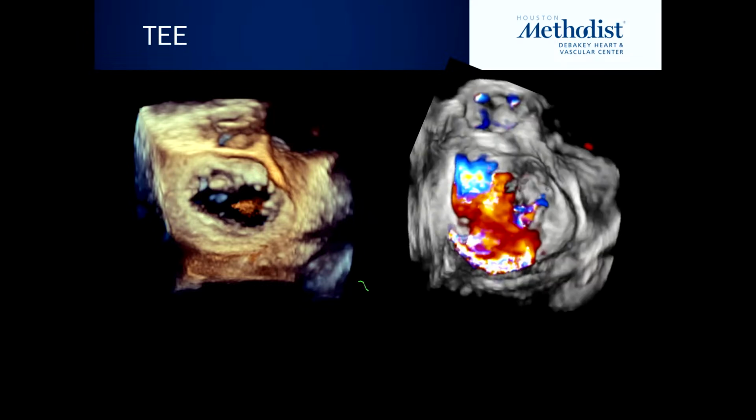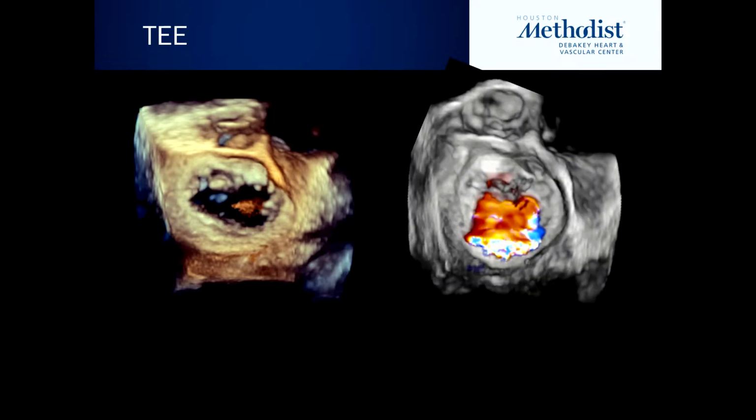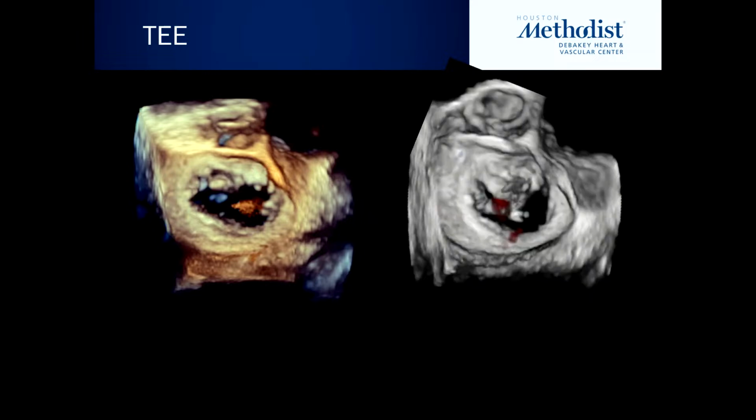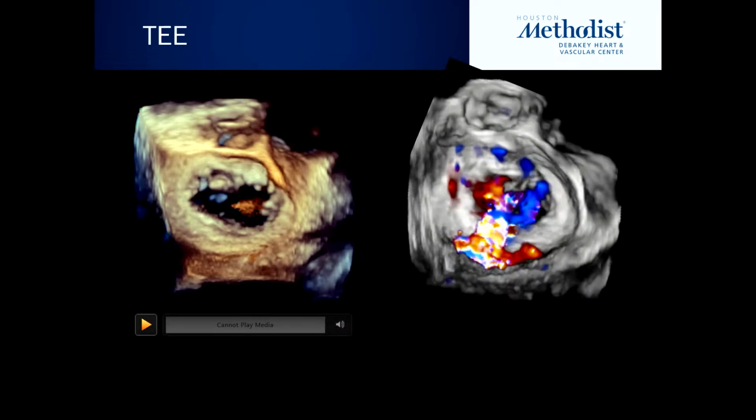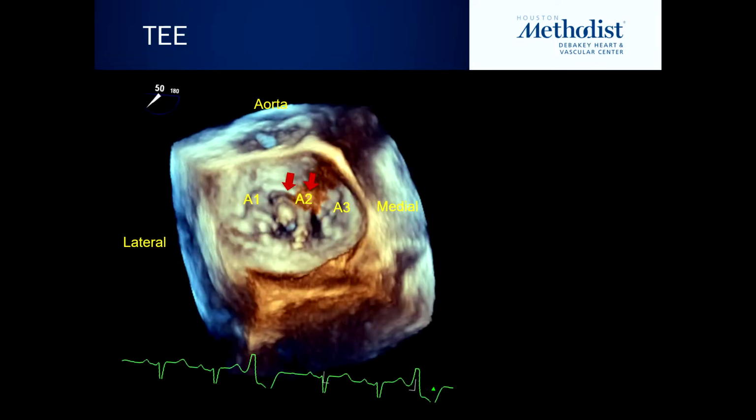With color, there's just color everywhere. However, it's mostly from the A2 flail that should have been showing on the left side of the TEE, but it's not showing. The still image gives a better understanding of the pathology of this patient.